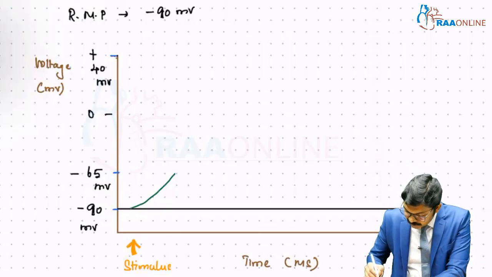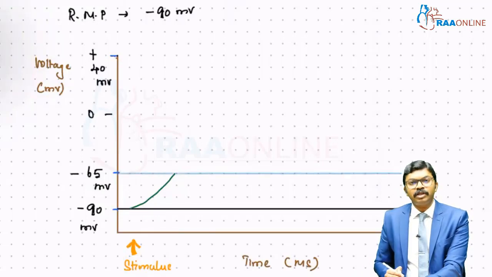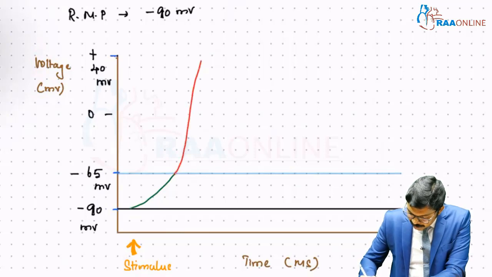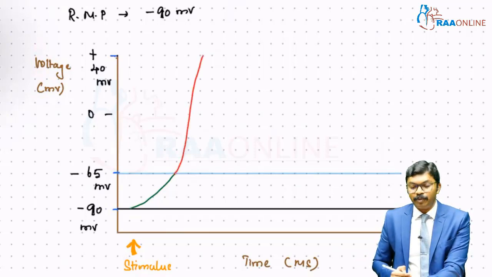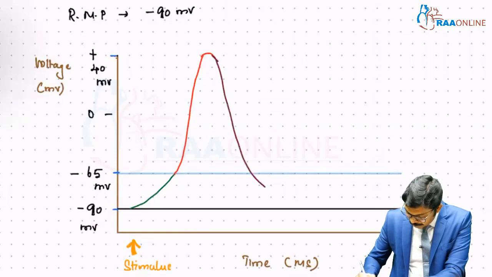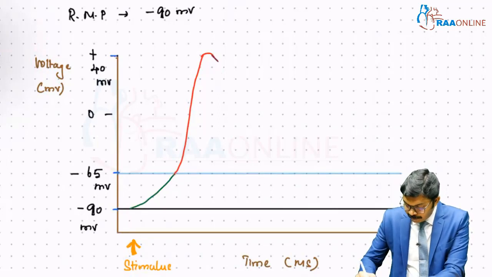Once the point of threshold is reached, this point is going to be called threshold. Once threshold is reached, there is going to be an immediate depolarization phase. There is going to be a sudden depolarization that takes the potential all the way to plus 40 millivolt. Once depolarization is over, there is going to be repolarization, and this repolarization happens in a delayed manner like this.